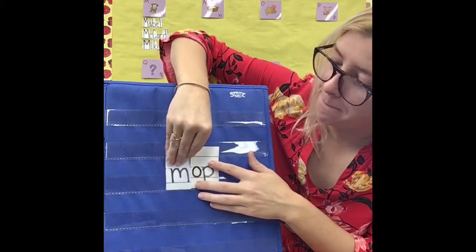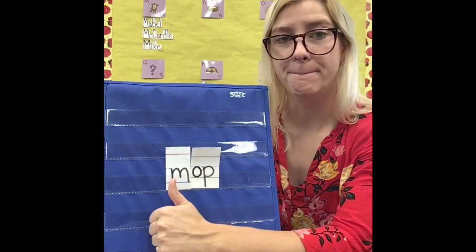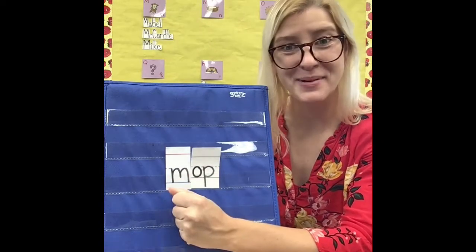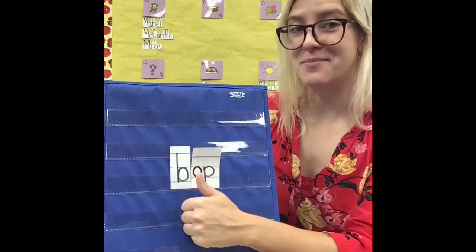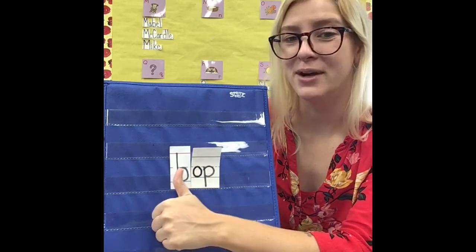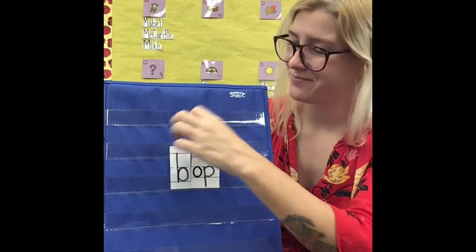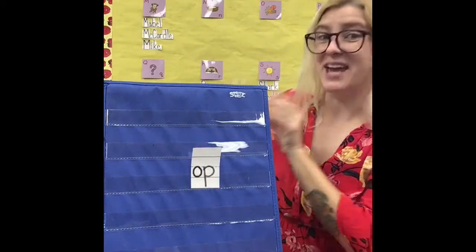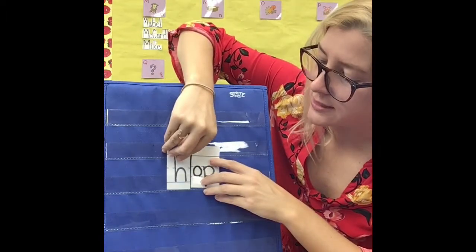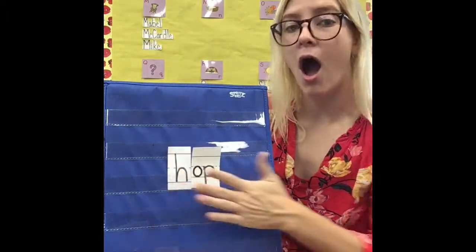Letter M makes the m sound. So this says m, op, mop. Letter B makes the b sound. So this says b, op, bop. Letter H makes the h sound. So this says h, op, hop.